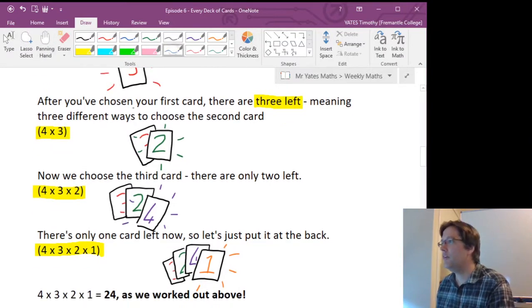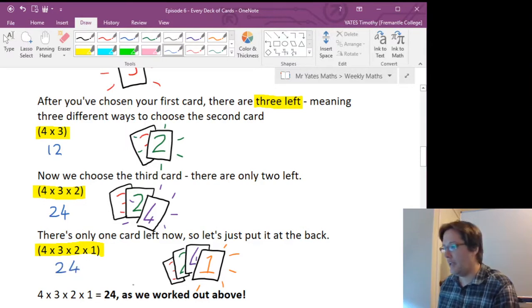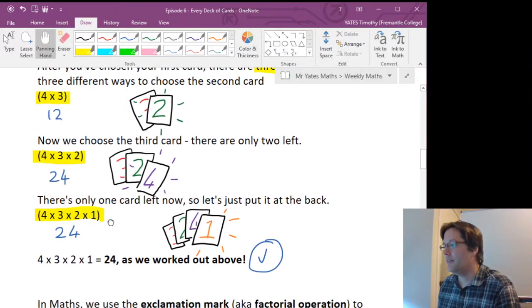What does that add up to? 4 times 3 is 12, times 2 is 24. Multiplying by 1 doesn't change the number, so it still ends up being 24. So it's 24, just as we worked out above. Okay, fantastic. So we've got ourselves an easier way that we can count how many different ways to arrange something.